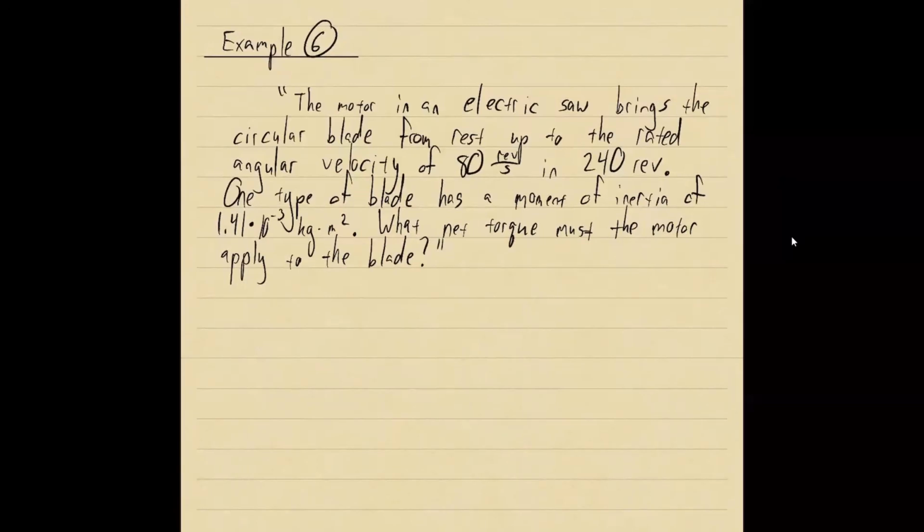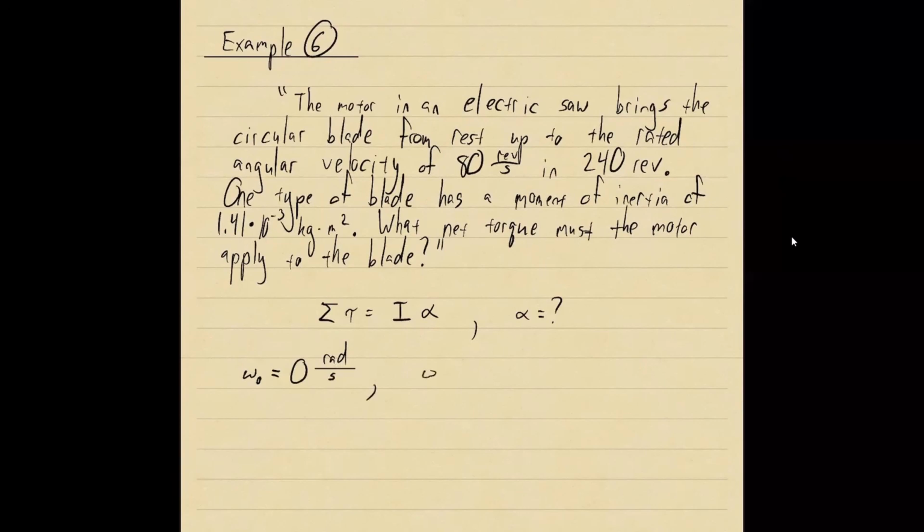So we know that the net torque acting on an object is equal to the moment of inertia of that object multiplied by its angular acceleration. But the problem is we don't know what the angular acceleration of this thing is, so we need to figure that out. The problem tells us that after this thing spins around 240 times, we know its angular velocity. So the initial angular velocity of this thing is 0 radians per second, right? Because it's initially not spinning.